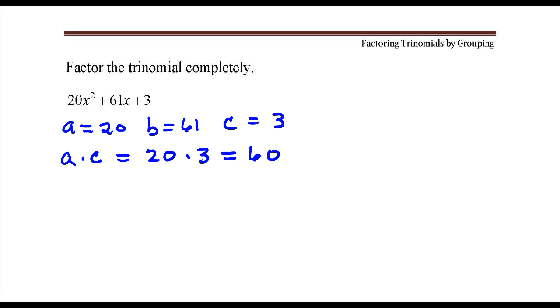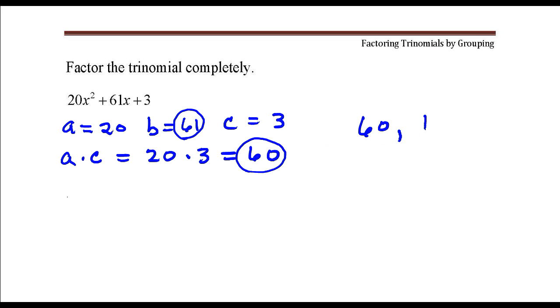Okay. Now we need to find two numbers whose product is 60, but whose sum is 61. And obviously, those two numbers would be 60 and 1. You want to check that. 60 times 1 is 60. 60 plus 1 is 61.